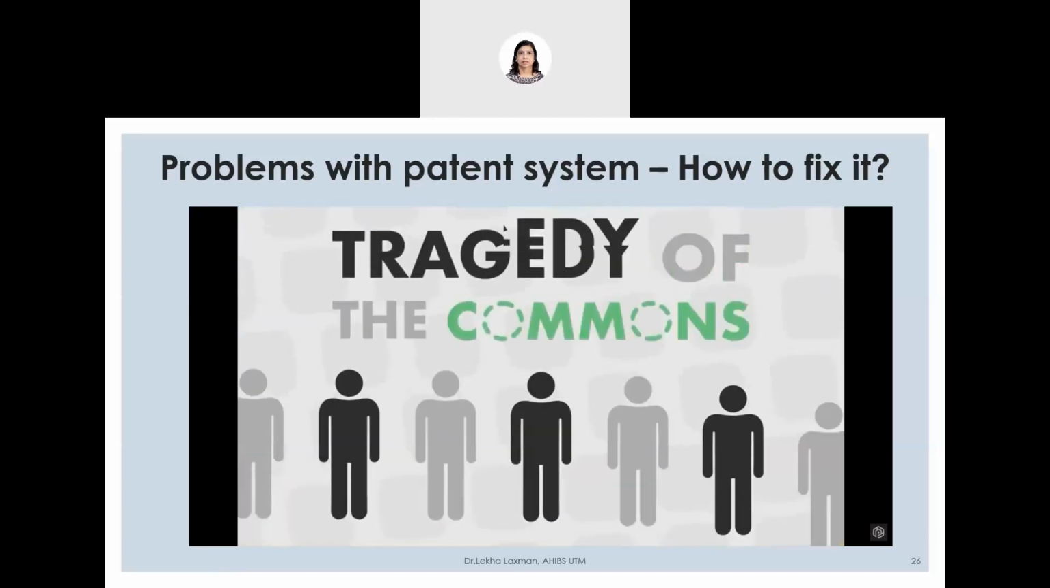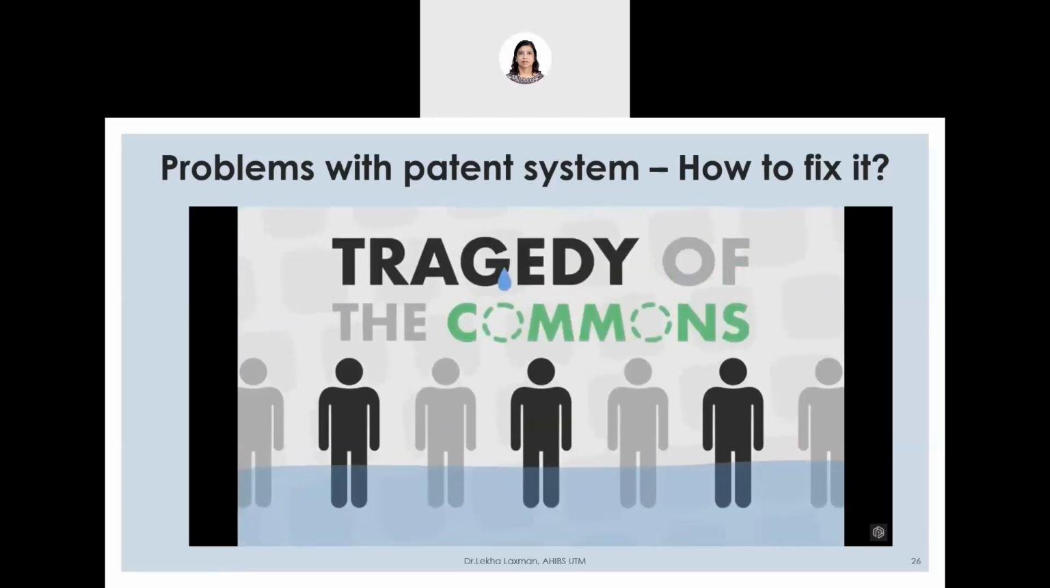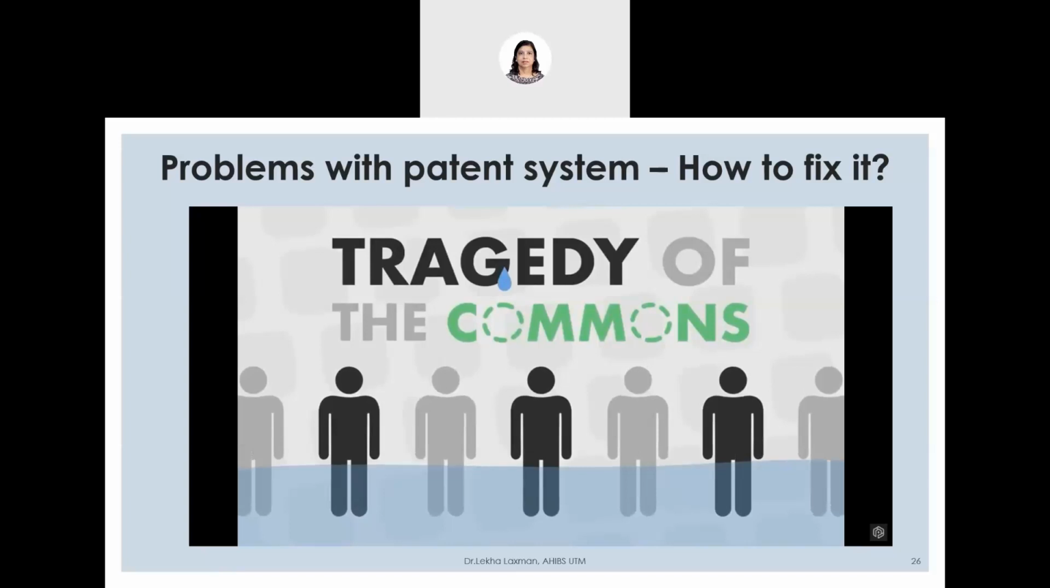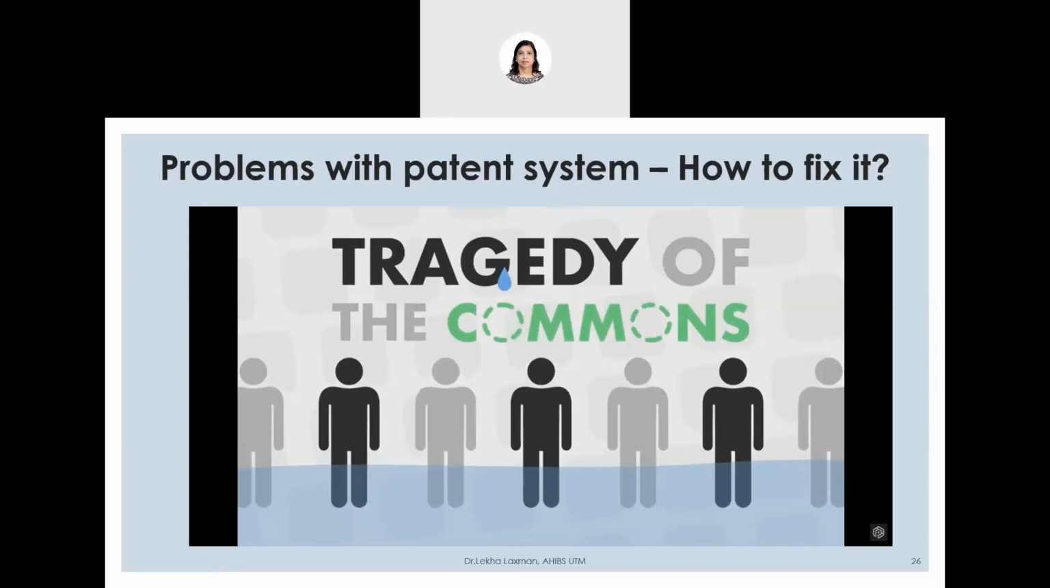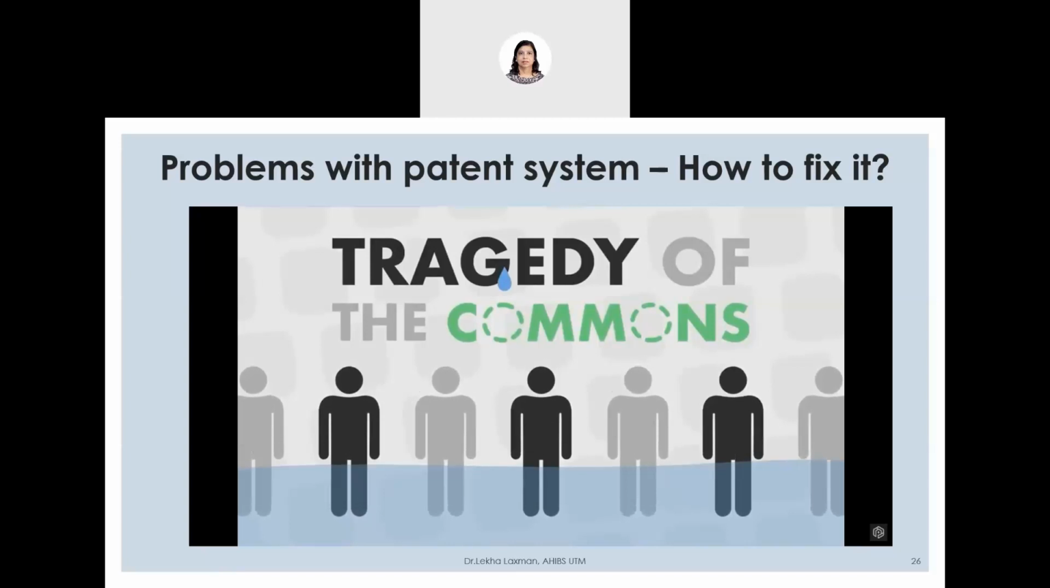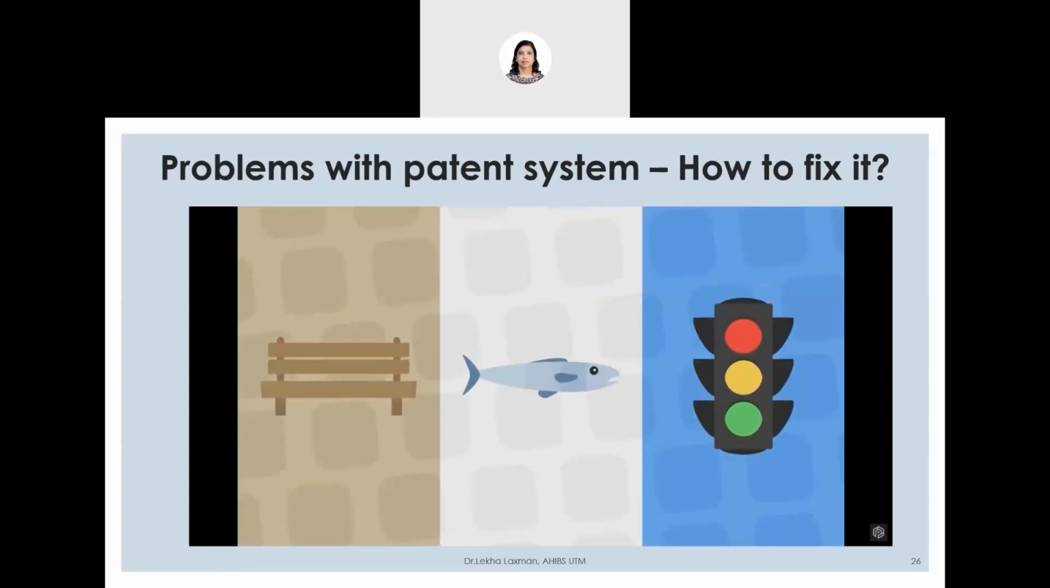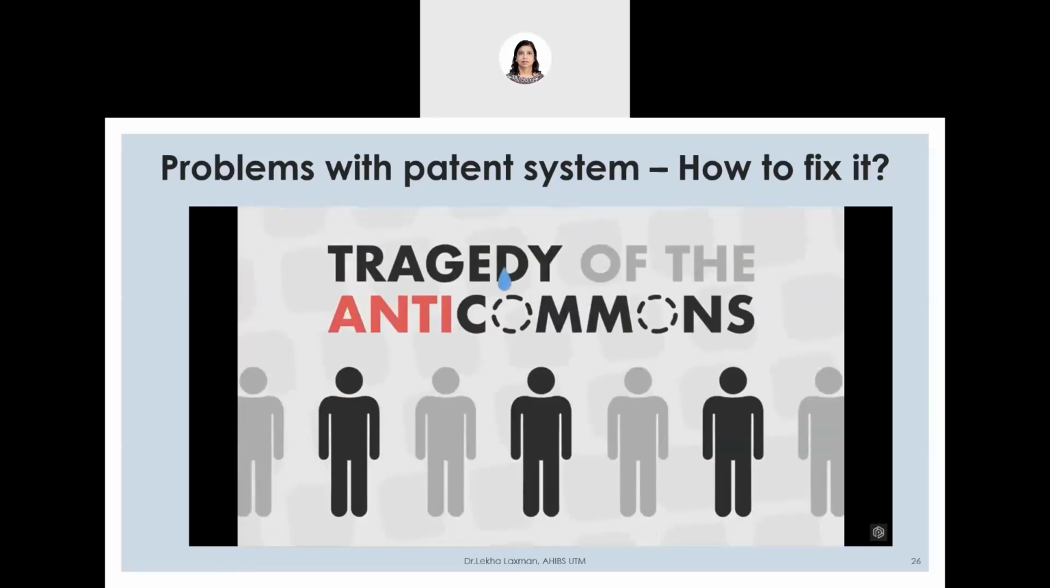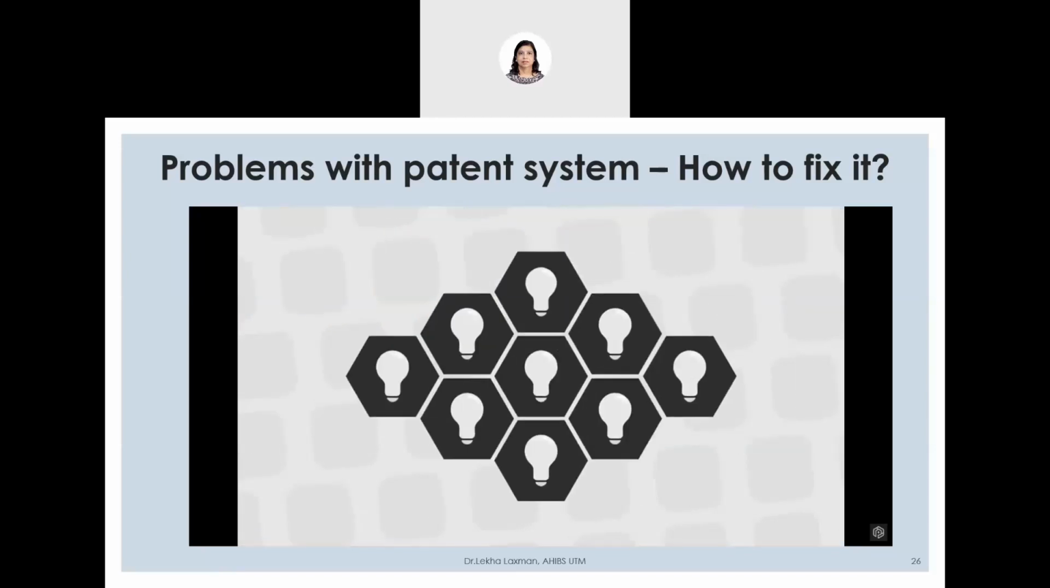This is the tragedy of the commons. When resources are shared but limited, people will act selfishly and ruin it for everyone. It happens in public parks, traffic, and fishing. But sometimes the opposite happens. And that's the story of patents. Instead of land, it's ideas. And the problem is not that everything is shared, it's that nothing is.